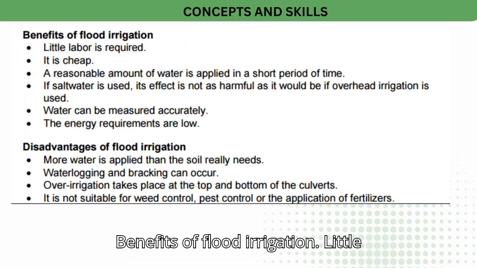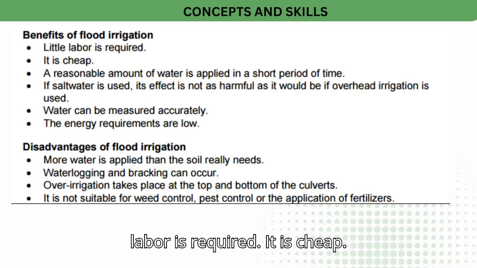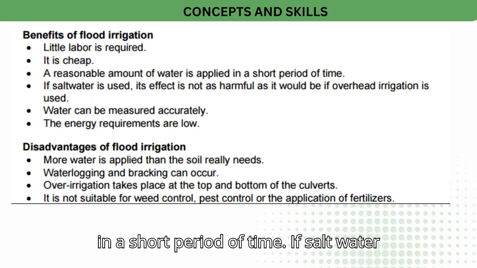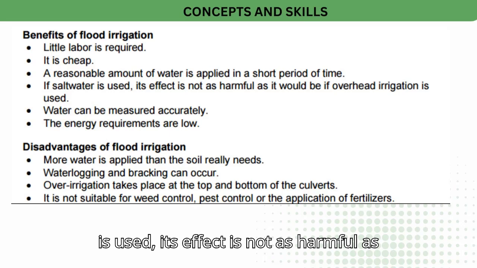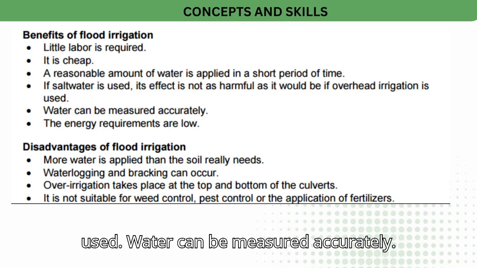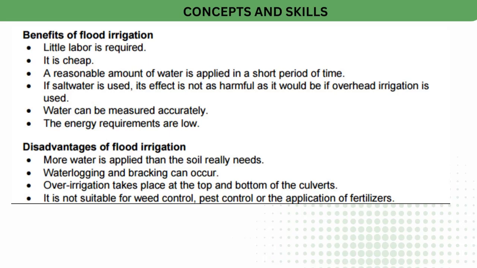Benefits of flood irrigation. Little labor is required. It is cheap. A reasonable amount of water is applied in a short period of time. If salt water is used, its effect is not as harmful as it would be if overhead irrigation is used. Water can be measured accurately. The energy requirements are low.